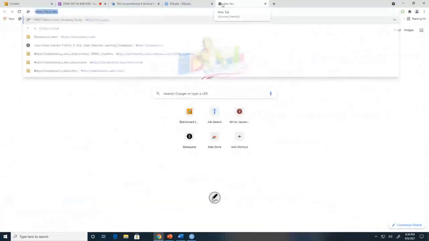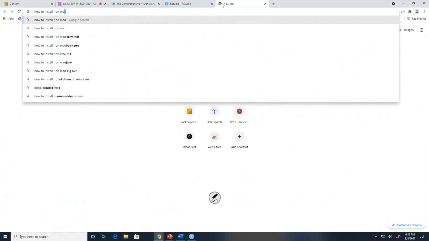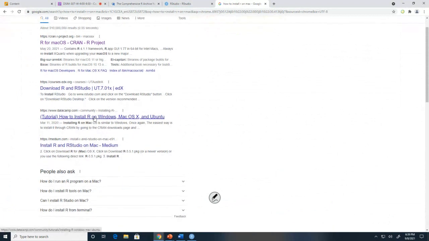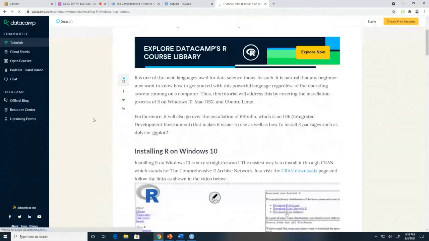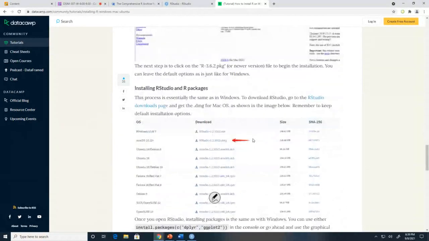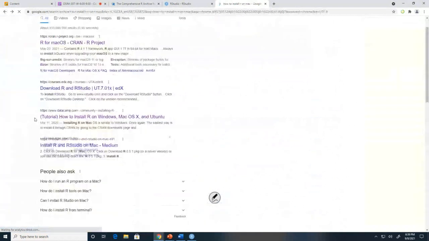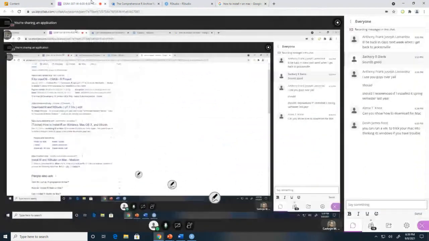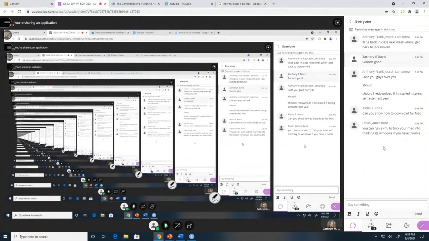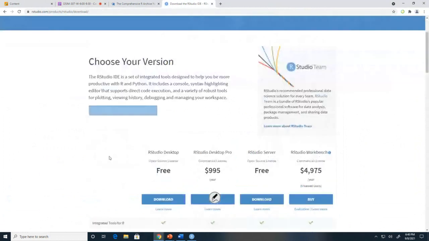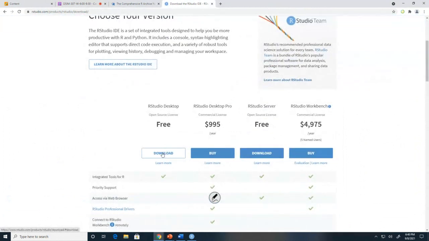Also, you might be able to install. I would look at something like this where it tells you which one to use, or install R and RStudio on Mac. Really can't be too much help because I never actually use a Mac. Yeah, you can use a virtual machine. Anyhow, we download RStudio Desktop, choose your version. This is the website it usually goes straight to, and download.